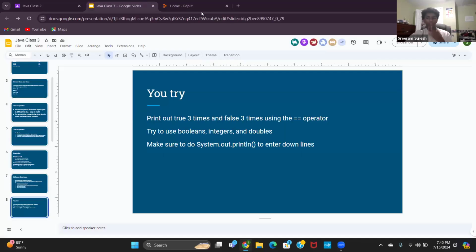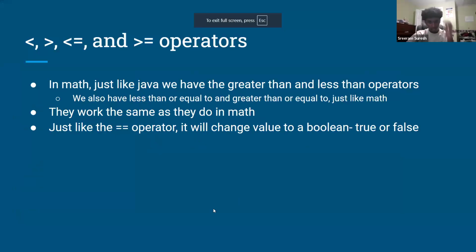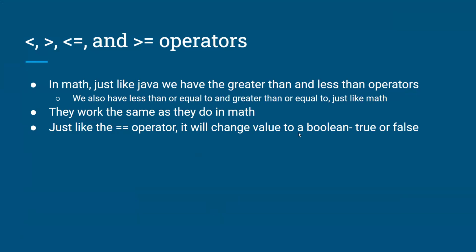All right, we're gonna go ahead and move on. So that was the equals to operator. Now we're gonna move on to the greater than, less than, greater than or equal to, and less than or equal to operators. This is very similar to how we have it in math. It's a little bit easier than the equals to, because that's a little bit different. If you can understand the equals to, this will be much easier for you. It works exactly how we do in math.